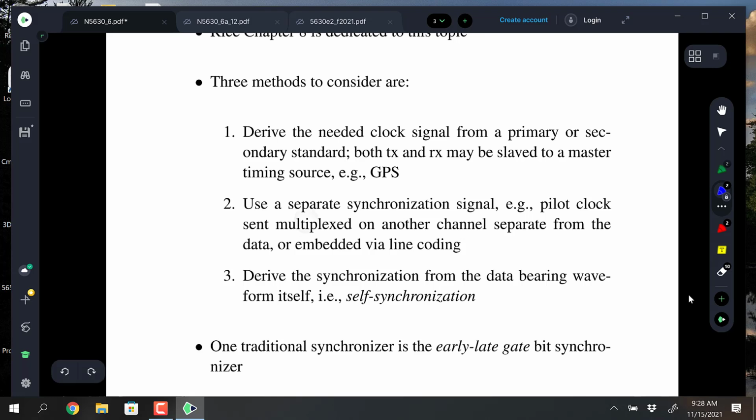You might get the clock from a standard, say GPS. You can slave it. And cellular telephony uses GPS a lot. You could use a separate synchronization signal, a pilot clock, or have another channel that contains the clock sync information. Or you could have it embedded via a line code in the way the symbols are line coded. The most challenging one, and the one I'm going to talk about, is self-synchronization. So you have a data-bearing waveform, and you get your synchronization from that data-bearing waveform. It's like you go, I'm going to tough this out on my own, and drive it from the data waveform.